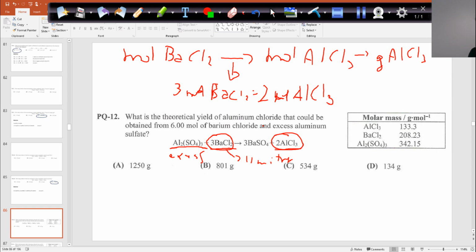How do I convert moles to grams? Moles to grams. We are completely burned out. We're gone. You know this. Yes. So we're going to need this, right?